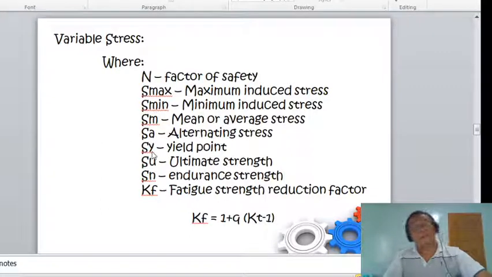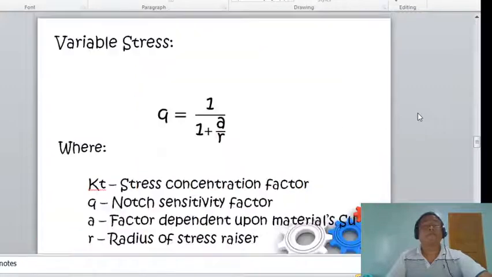In determining Kf, that equals 1 plus q multiplied by Kt minus 1, where q equals 1 over 1 plus a over r. What is Kt? That is the stress concentration factor. And q is the notch sensitivity factor, a is the factor dependent upon the material's ultimate strength, and r is the radius of the stress raiser.